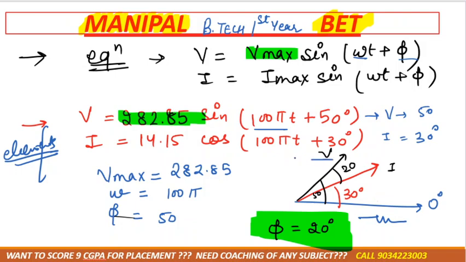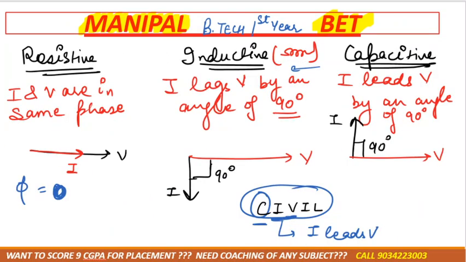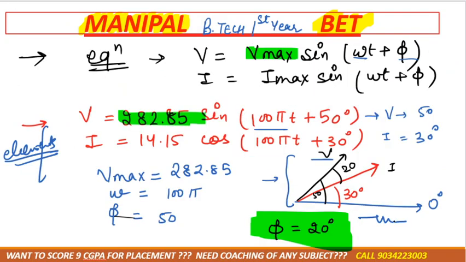Voltage is leading or current is leading? According to the phasor diagram, this is technically known as the phasor diagram. Voltage is leading. If voltage is leading, then it would be the case of an inductor. Current lags voltage, that means voltage leads current, right? One and the same thing. So that's why we know that it is the combination of R and L. Clear? Okay, noted?